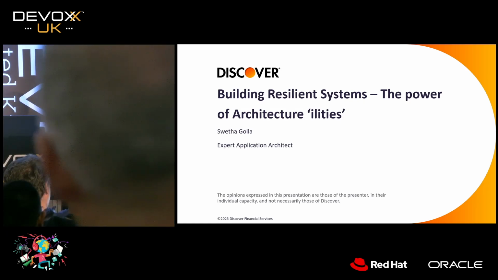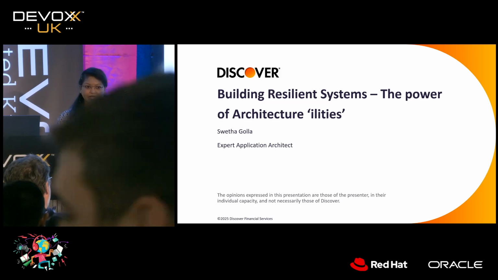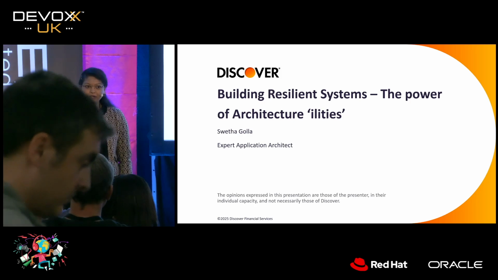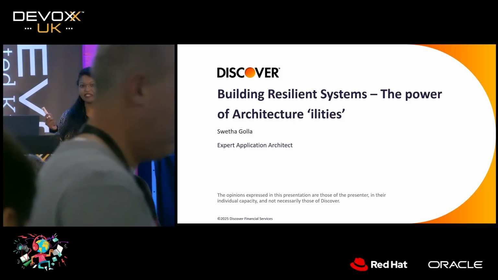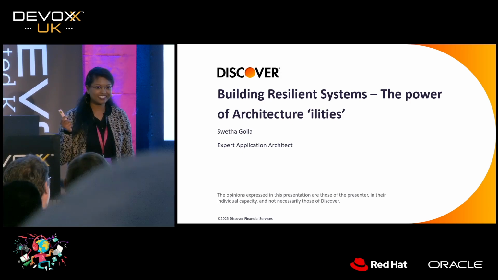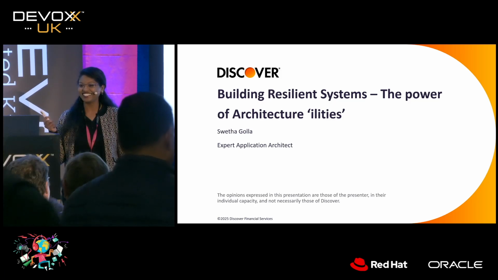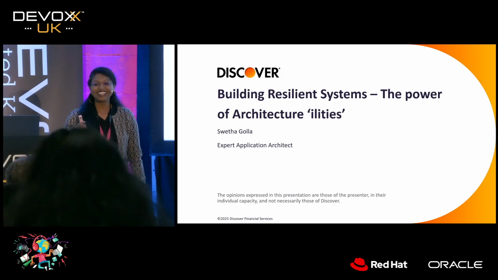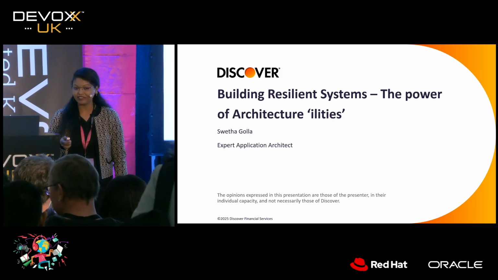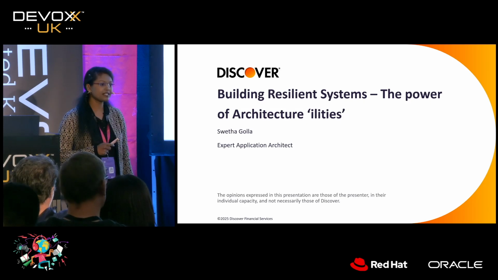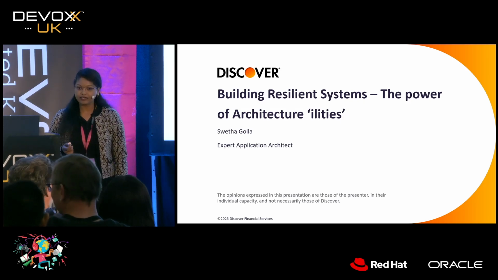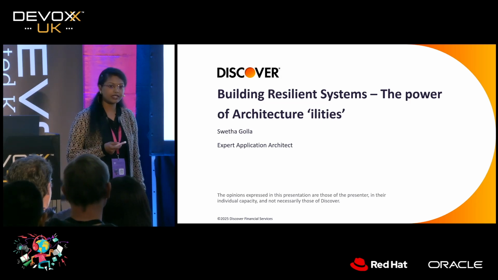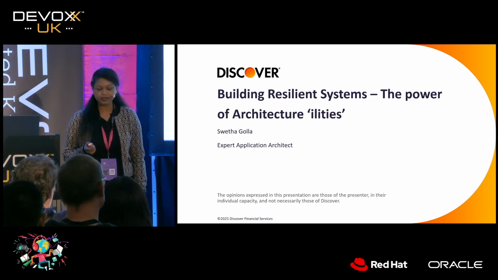All right, before we get into the agenda, very quick question to make us understand why we are here today. How many of you have received a call in the midnight that system has crashed and it needs to be fixed? We have all been there, haven't we? Yes, and that's exactly why we are here today, to discuss architecture and the significance of architecture ilities, and how do they help us in building reliable and resilient systems.